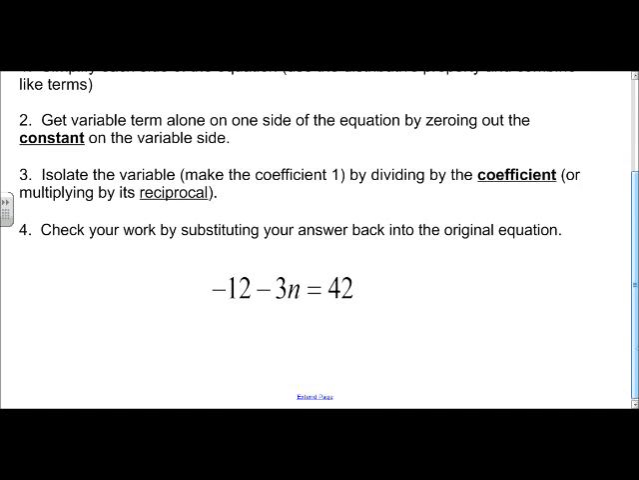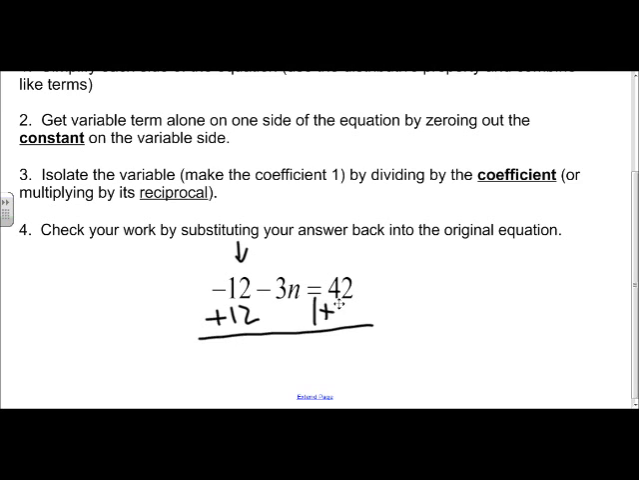So in this equation here, negative 12 minus 3n equals 42. Negative 12 here is the constant that is on my variable side, so this is where I want to start. I think to myself, well, how can I zero out negative 12? I think about the additive inverse property. The opposite of negative 12 is a positive 12, so I'm going to add 12. And that will zero out my constant on the variable side.